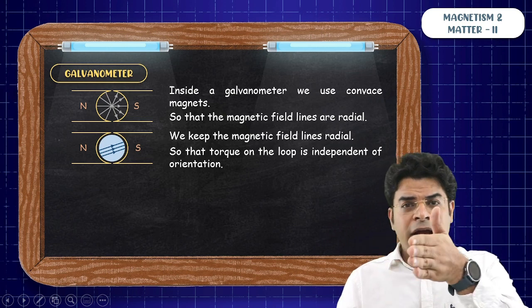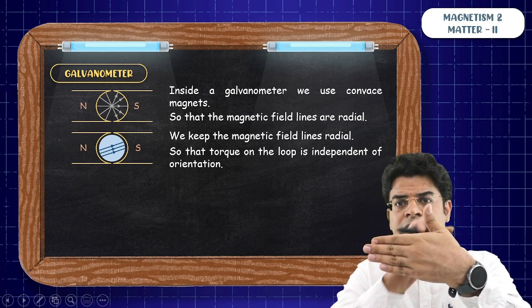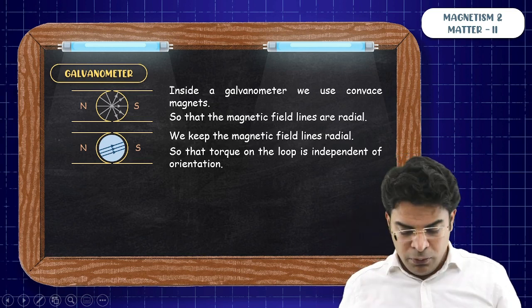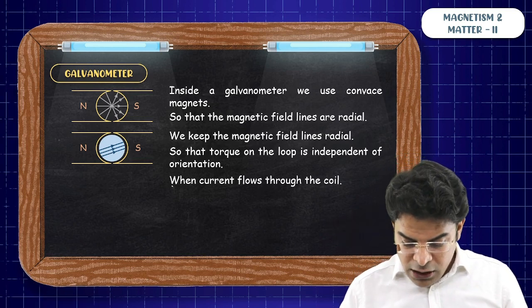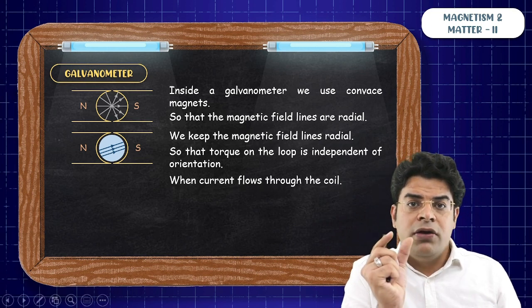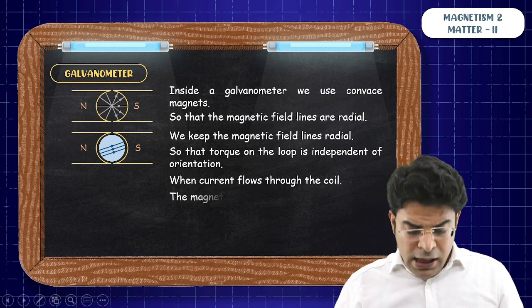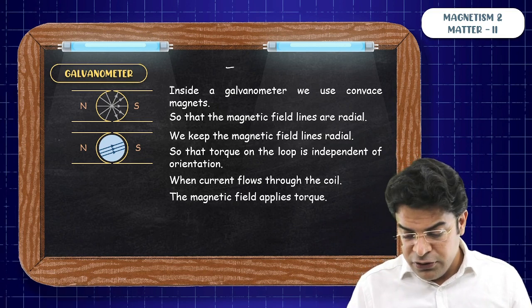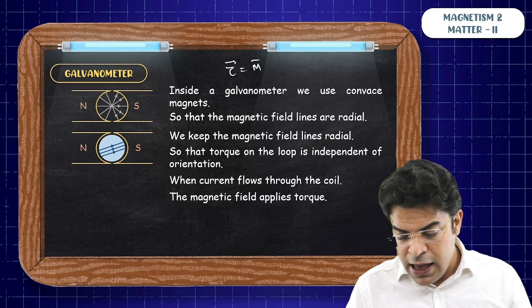Now, when the coil, let's say faces like this, the magnetic field which applies the torque is the one which is present in its own plane. Now, bachcho, when current flows through the coil, we know that a magnetic torque will act on the coil. And this magnetic torque can be calculated using torque equals M cross B.